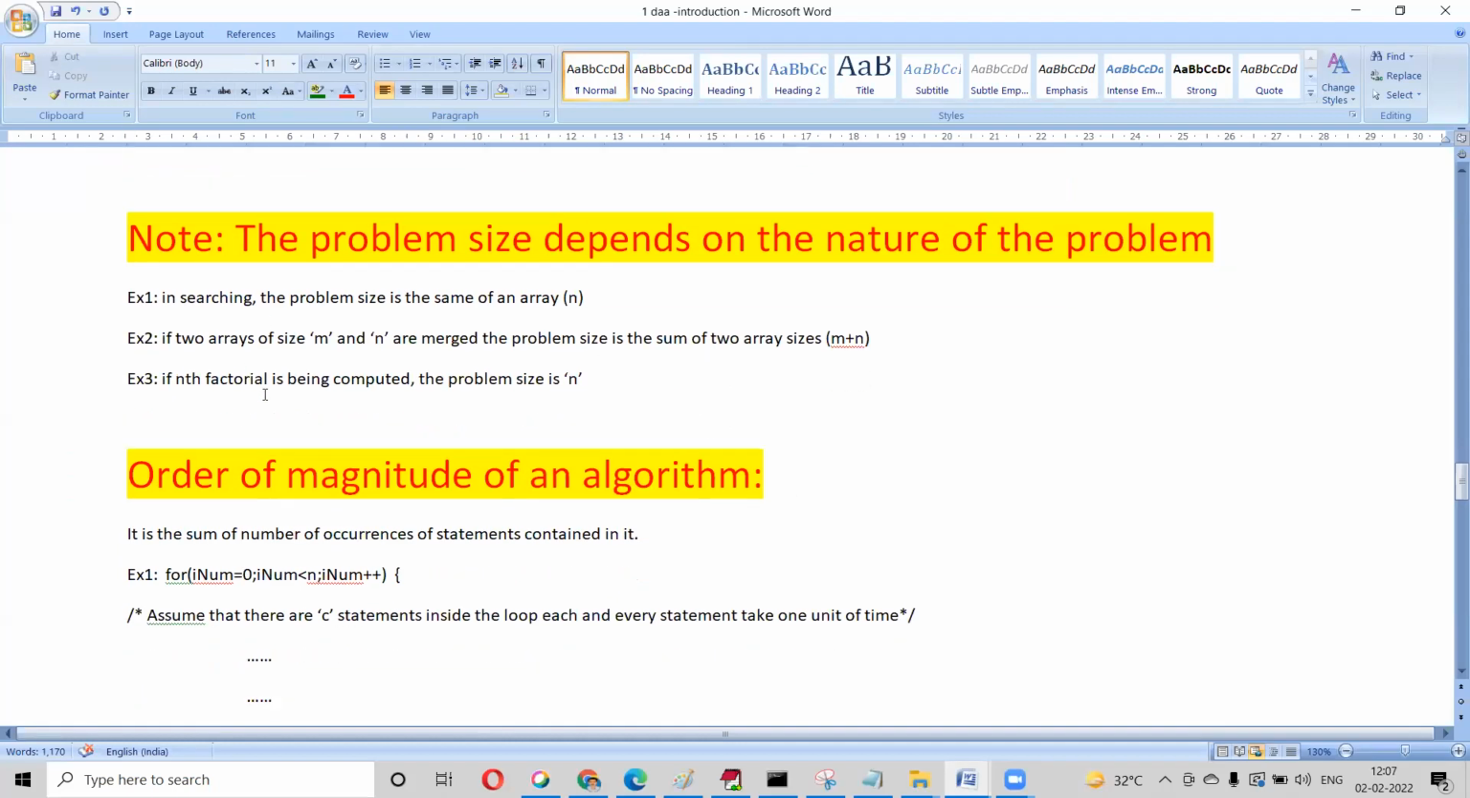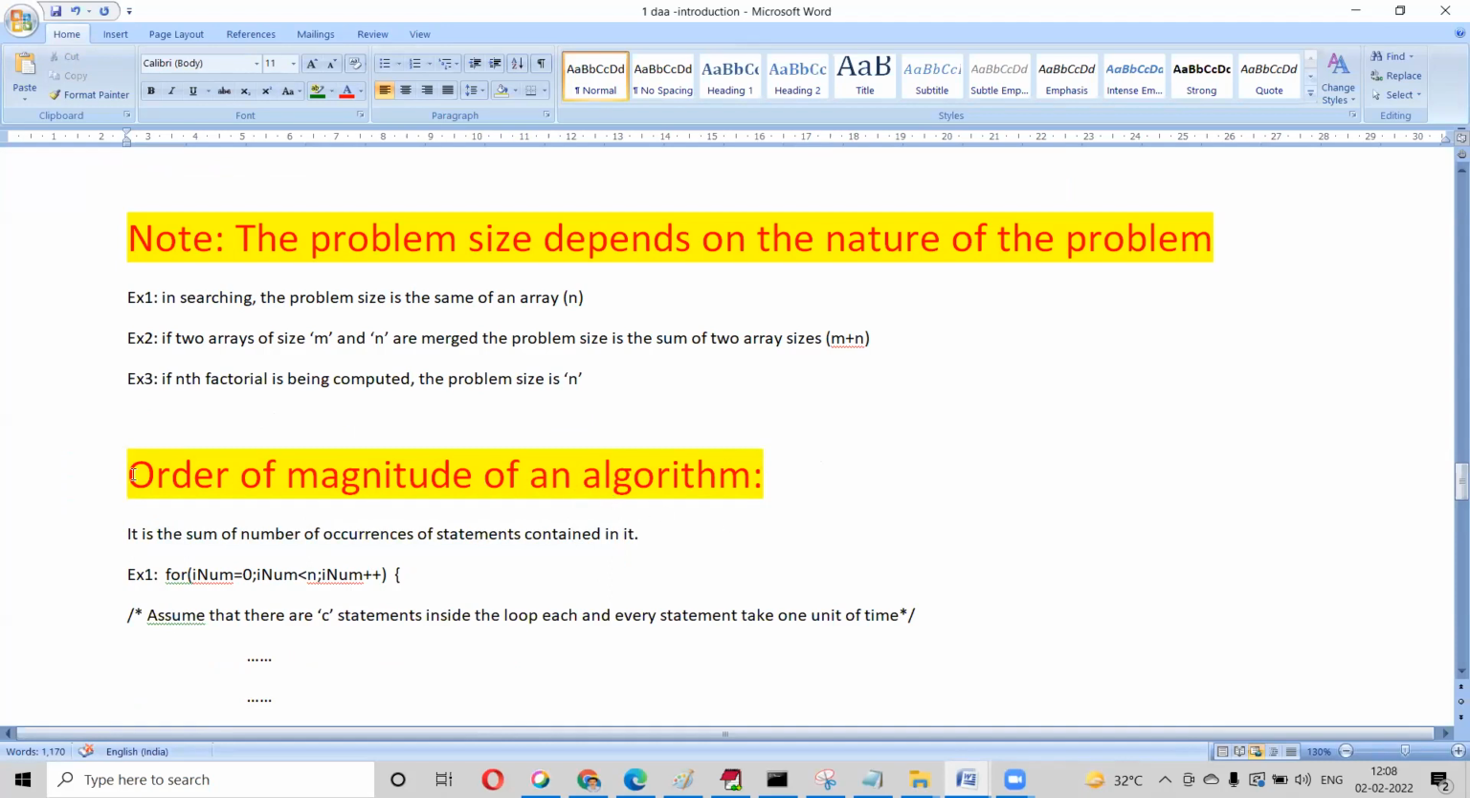Next you need to think about the order of magnitude of an algorithm. Always we are writing big O, big O, big O. So what is the order of magnitude of an algorithm? It is the sum of the number of occurrences of a statement in it. That means how many times that particular statement appears; that is the order of magnitude of the algorithm.